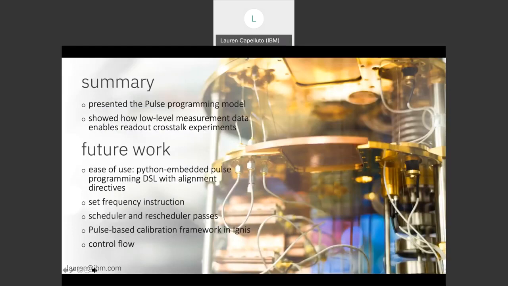So in my talk, I introduced the pulse programming model, and I showed a quick demonstration of how we can make use of it. In the future, we're going to continue building out the functionality of this model.